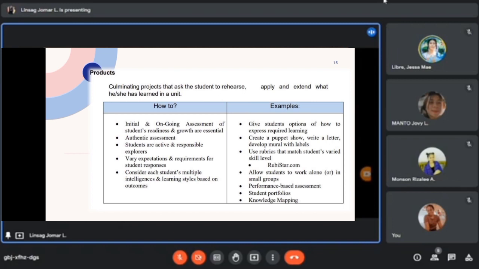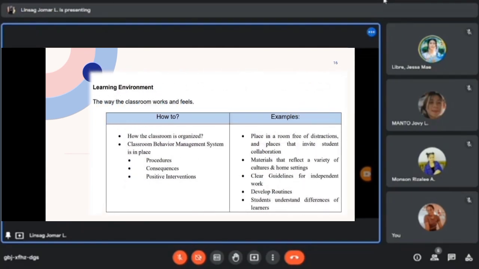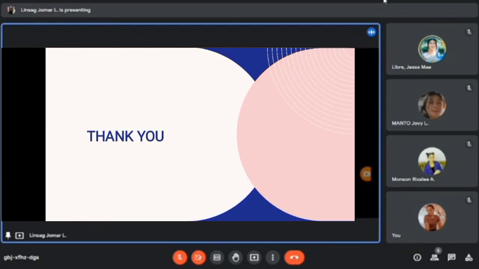Okay, so all the information with the content, process, product, and learning environment according to universal design to DI can be read in the table. So that's all for the learning cycle and planning and implementing differentiated instruction.